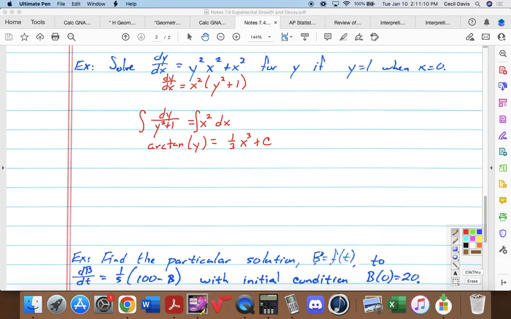Eventually I want to solve this for y, but first I want to find the value of c unless this has a logarithm in it. If it has a logarithm, I'll wait, but if not, I'll go ahead and do it. So substituting in, we have the arctangent of 1 is equal to c.